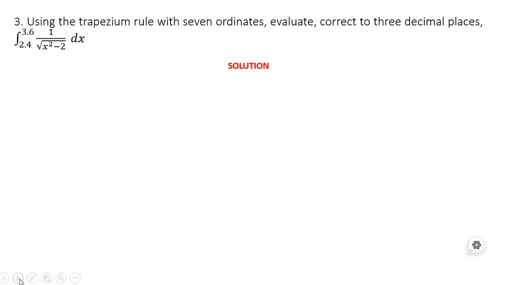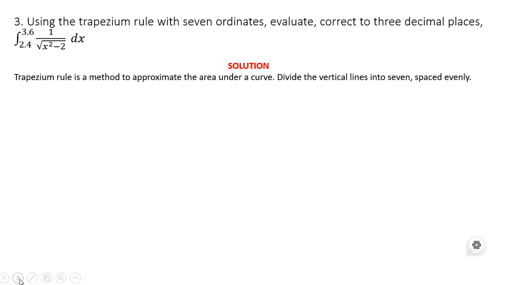Okay, so first let's find the 7 ordinates. Remember, the trapezium rule is a method or technique we use to approximate the area under the curve. That's a topic for another day. Now, for us to get the 7 ordinates, we need to divide the vertical lines into 7 equal spaces. So how do we get these spaces equal?